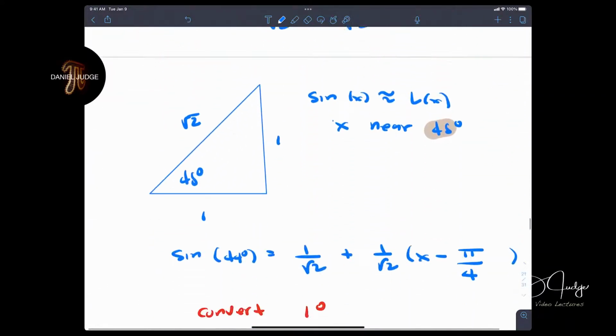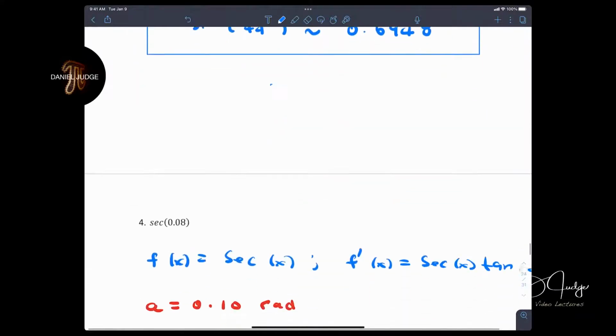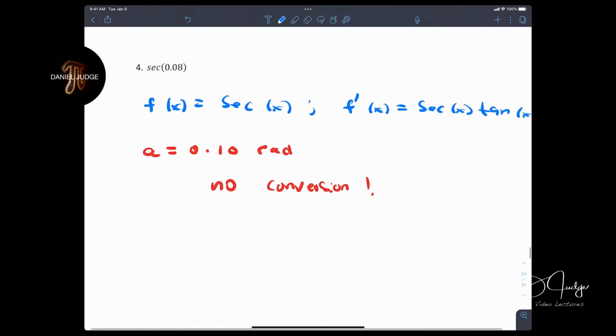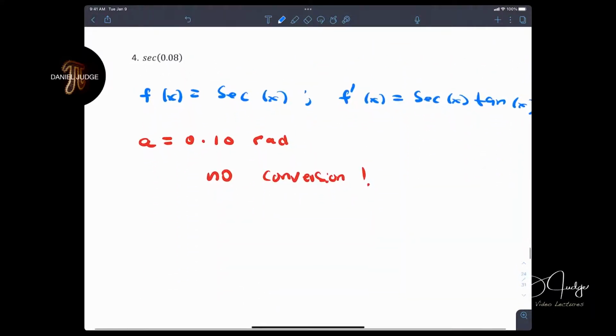We did 3 earlier. And we started to talk about 4 here. Okay, so we're going to approximate secant. But we're going to approximate secant for the a value of not 0.08, but the a value now will be 0.10. And notice this is a radian measure. So these are in radians. So the derivative of secant is secant tangent. We don't have to convert because it's already given in terms of radians, a real number for secant.